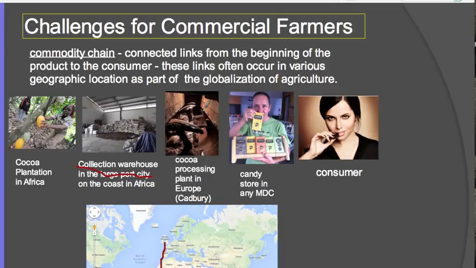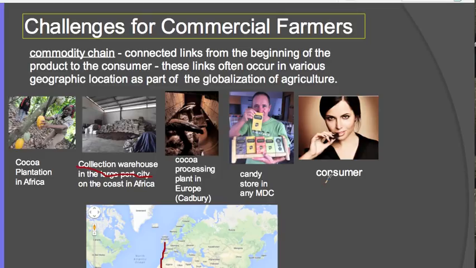And then it would make its way to a candy store. So here we have this man who has different chocolates for sale at a candy store, and then somebody like this woman would come and buy a chocolate candy bar. So the commodity chain is from the beginning as a cocoa plantation in Africa to the consumer. Kind of like the same idea as agribusiness.